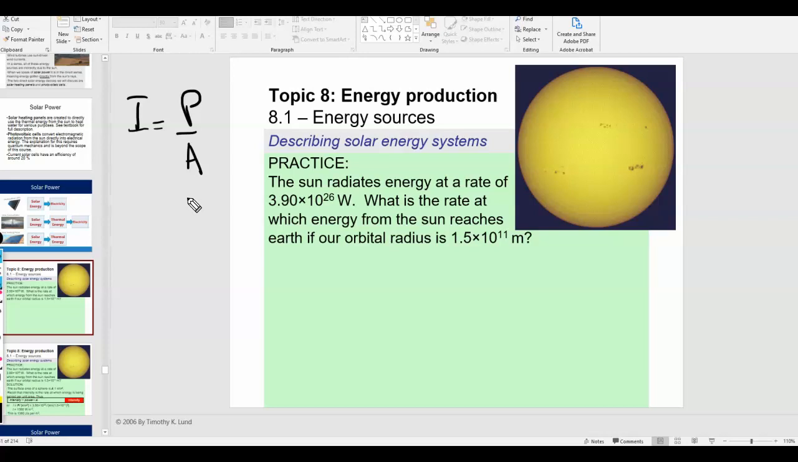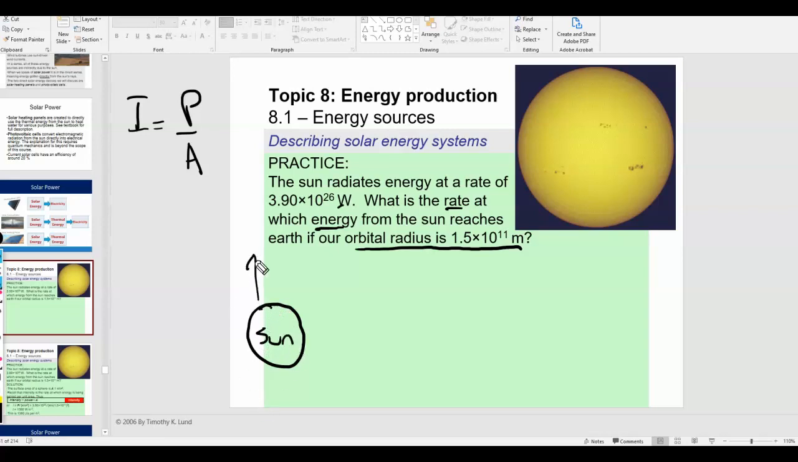And so we've actually talked about the situation in the past unit, in a way. The sun radiates energy at a rate of 3.9 times 10 to the 26 watts. And the question says, what is the rate at which energy... When you see rate of energy, that is power. Okay, so it's still talking about power. What is the rate at which energy from the sun reaches Earth if our orbital radius is 1.5 times 10 to the 11 meters?